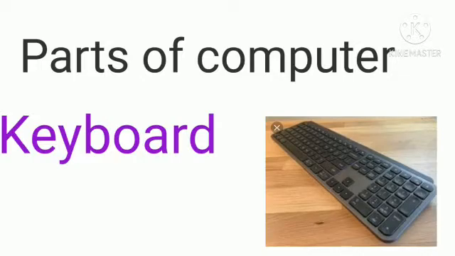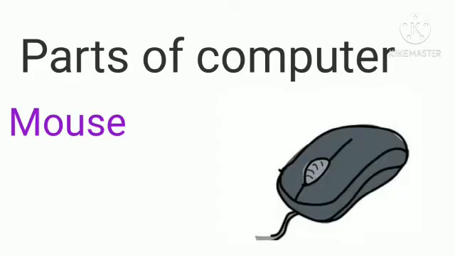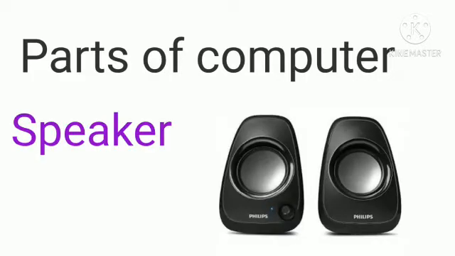Keyboard is one of the important parts of a computer. It has many buttons on it called keys. Mouse. A mouse is a pointing device. It is small in size and has a wire-like tail which is attached to the CPU box. Speakers. The speakers are used to listen to the sound.